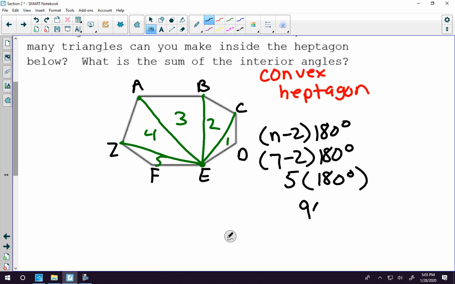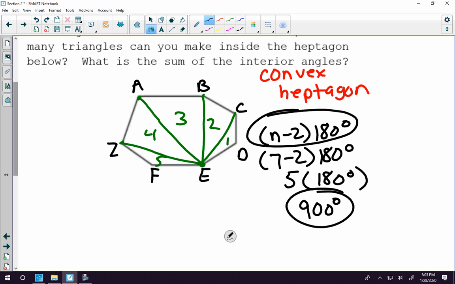I did that right. 5 times 180 degrees would be 900 degrees. So the sum of the interior angles of a convex heptagon is 900 degrees. So the expression we're going to use today to find the sum of the interior angles of a convex polygon is n minus 2 times 180, where n represents the number of sides.